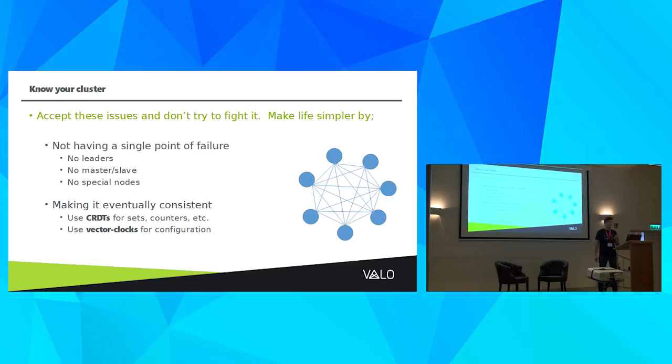One of them are CRDTs, conflict-free replicated data sets, which are fantastic for counters, for sets and stuff. They are eventually consistent. You don't care if your counters will be correct now or in 5 seconds time or 10 seconds time, they will be eventually correct. For the rest, base it on vector clocks.